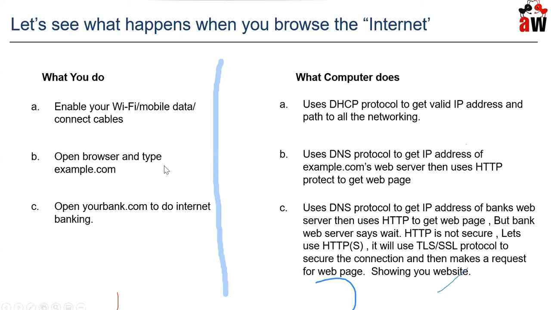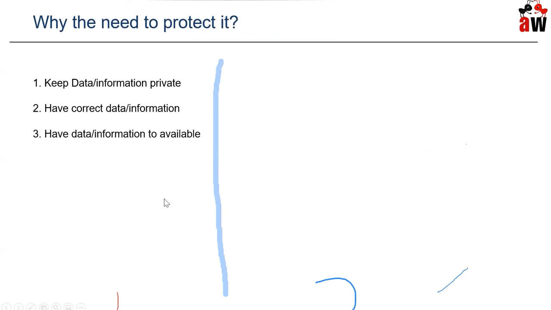All right. So next, why do we need to protect this information? Why do we need to have network security? That's one of the major questions, right? So the first thing is that you want to keep your information and data private, right? You want to have control over your network and all the data that is important to you.